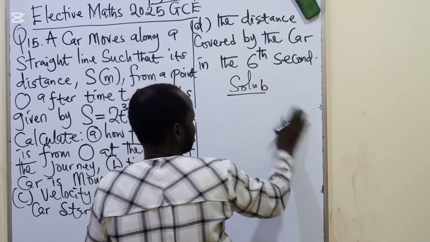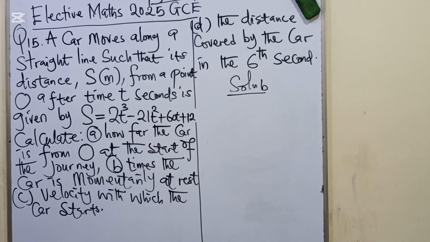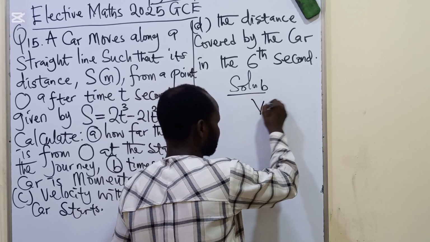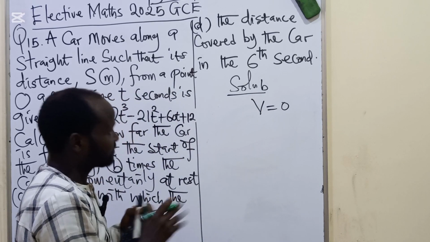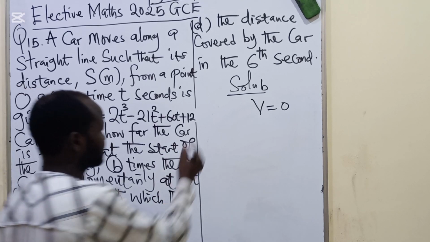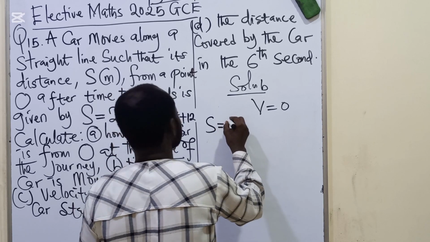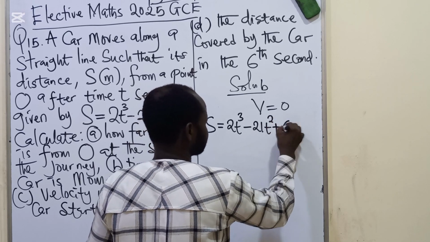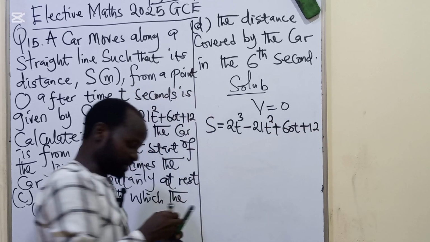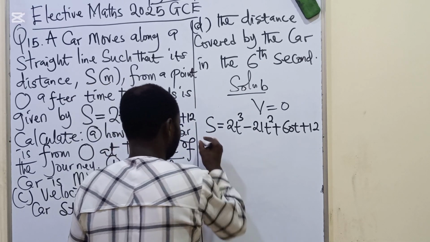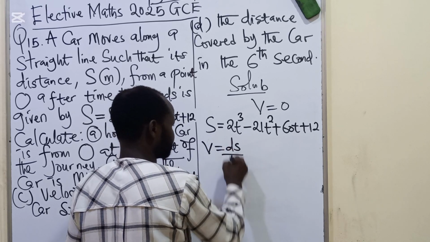Solution to B now. The times the car is momentarily at rest. When a car is momentarily at rest, the final velocity V is zero. Very important concept, meaning we have to find the velocity. In this case, we have to find the velocity and equate it to zero and solve for t. So the distance is given as 2t cubed minus 21t squared plus 60t plus 12. When distance is given, to find velocity, we are going down now, we differentiate. So v, which is velocity now, is changing displacement with respect to changing time.